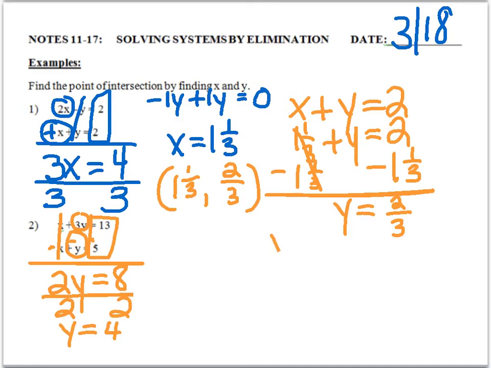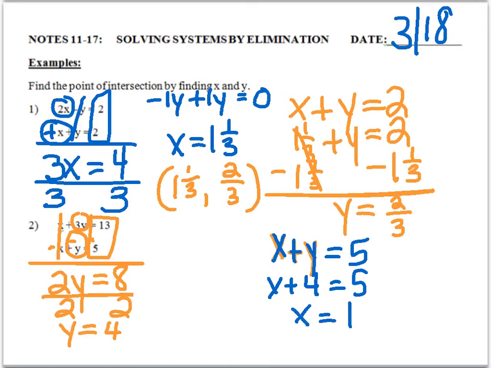I'm going to use the original equation, x plus y equals 5. That was the original. I'm going to plug in my 4 for y, so I have x plus 4 equals 5. And let's think about it. What plus 4 equals 5? Well, x equals 1, because 1 plus 4 equals 5. So our x coordinate being 1, our y coordinate being 4, those two linear equations will cross at the point 1, 4.